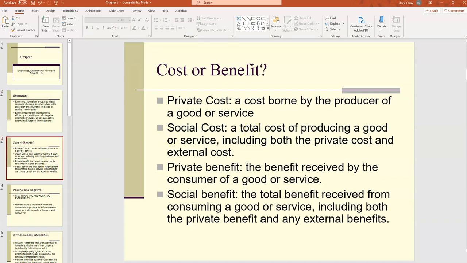So a positive externality is an extra benefit that society receives from a particular transaction, while a negative externality is an extra cost that society receives from a particular transaction. So it's kind of like the difference between the private cost and a social cost.